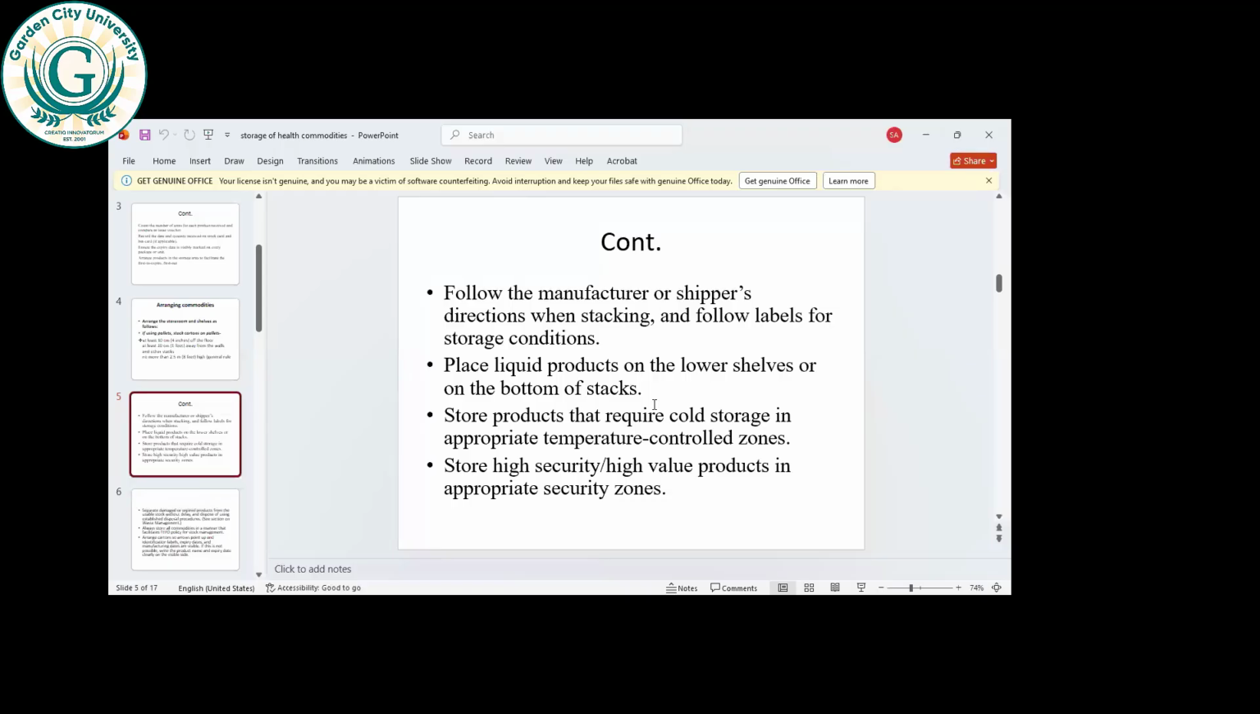You place liquid product on the lower shelves or on the bottom of the stack. As indicated, liquid product should be stored at the lower level. And you store products that require cold storage in appropriate temperature control zones. Some products require special storage areas, like vaccines and other products.